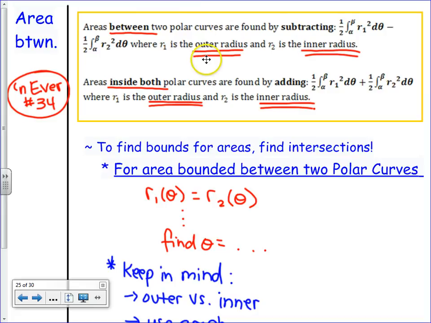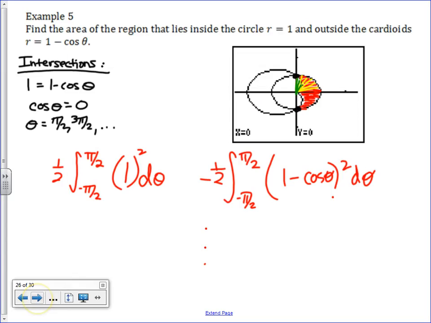One big thing to remember is outer radius, inner radius. When we're doing between, we need to figure out the outer and take its area with our formula minus the inner radius. We're going to draw some pictures today. Hopefully it makes sense. And then inside both, outer, inner doesn't really matter because we're just adding the two. All right, we're going here to example number 5.